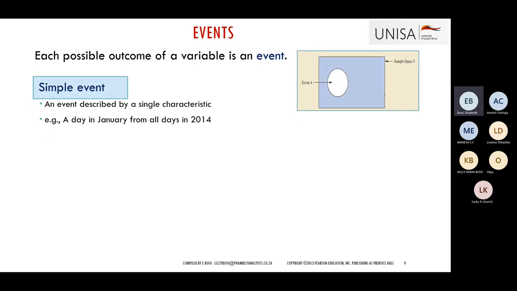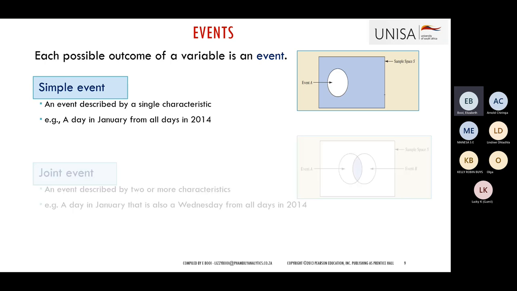A simple event is when you have only one event happening at that time. A simple event will explain a single characteristic. Like, for example, if I have a calendar and I just want to know what a day in January is in 2014, that day in January is just that simple event.